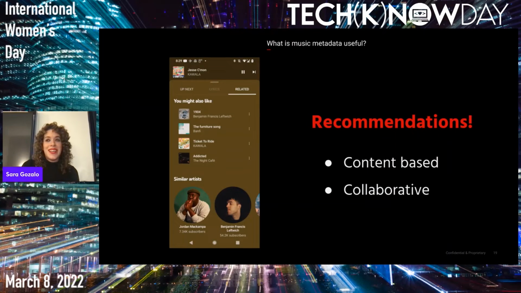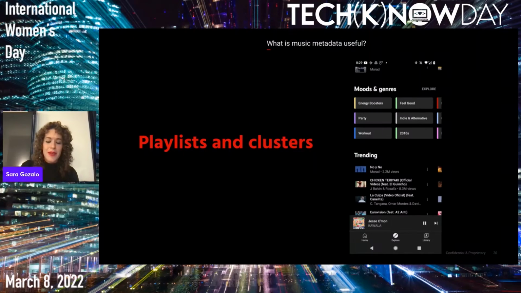It's basically what we used to do when we didn't have these systems. It was like recommending music by your friend: if you like this artist, maybe you like this one. What they were doing is they had some information in their brain and they knew that they could relate both. So we are trying to replicate that. But it's not only for that.